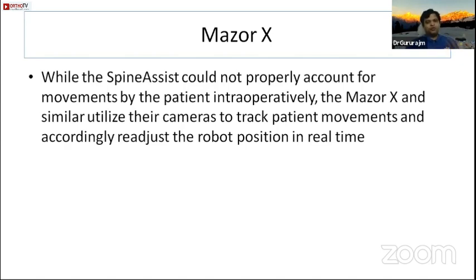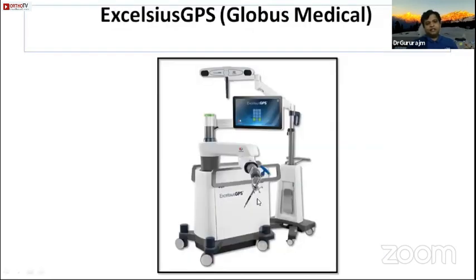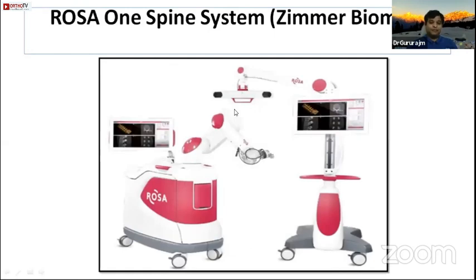So let's see how to proceed with these. That is the Mazor X Stealth Edition, from Medtronic. It has navigation, and this is a robotic arm which is fixed to your table. Then you have the same kind of robotic arm from Globus, called Excelsius GPS. But this robotic arm is not mountable onto the table. It is mounted separately on a stand of its own, and again it is combined with navigation. There is another company which has come up with the same kind of robotic arm, the ROSA One Spine System by Zimmer Biomet.